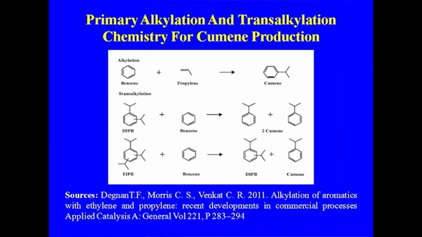So this is the process where the propylene and the benzene, along with the fresh benzene, are going to a series of reactors: the alkylation reactor, the transalkylation reactor, depropanizer, and then the benzene column, cumene column, and the polyisopropyl benzene column. Finally, here the cumene is separated, and that cumene will go for the making of the phenol.